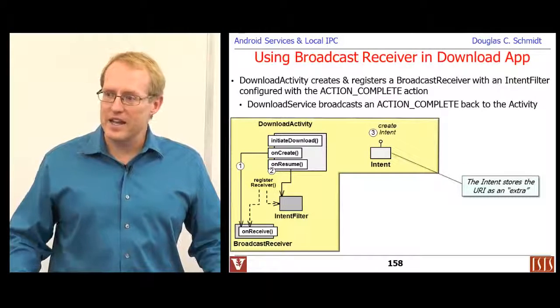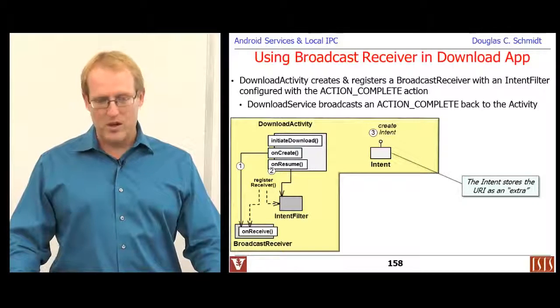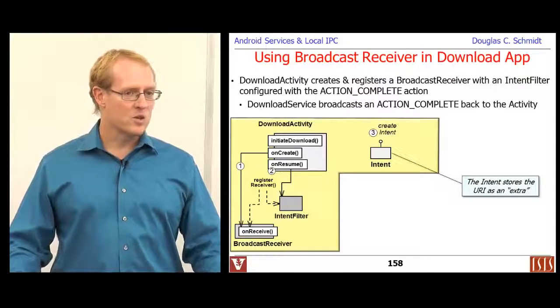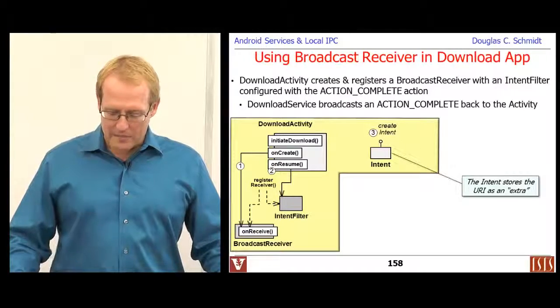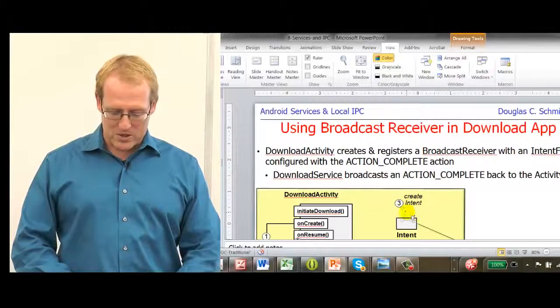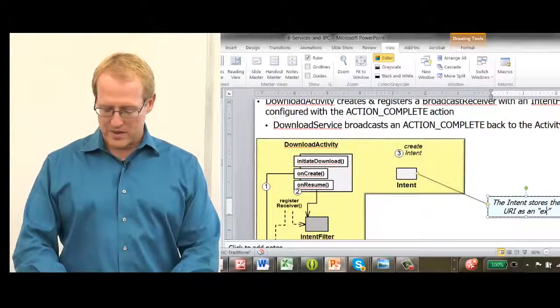Okay, the next thing we're going to do is create an intent. In this case, this particular intent is going to store the URI that we want to download as an extra. So we're going to stick that in as an extra. Actually, I guess we could store it, let me tweak that a little bit, we could store it as data. That's probably a better thing to do, as data.